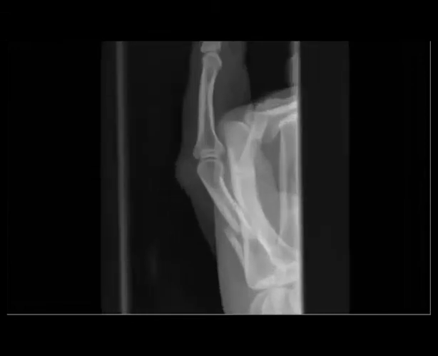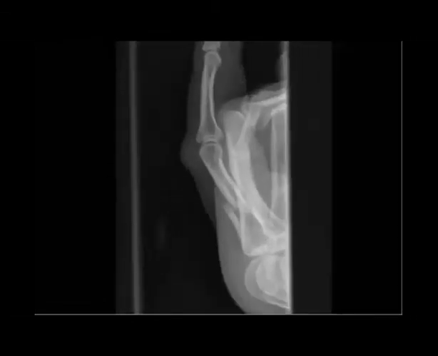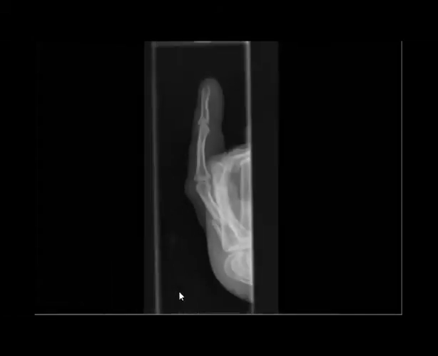Is it an easy one here? I think it's an easy one. So proximal phalanx fracture. You can see it easily. Yes, clear.